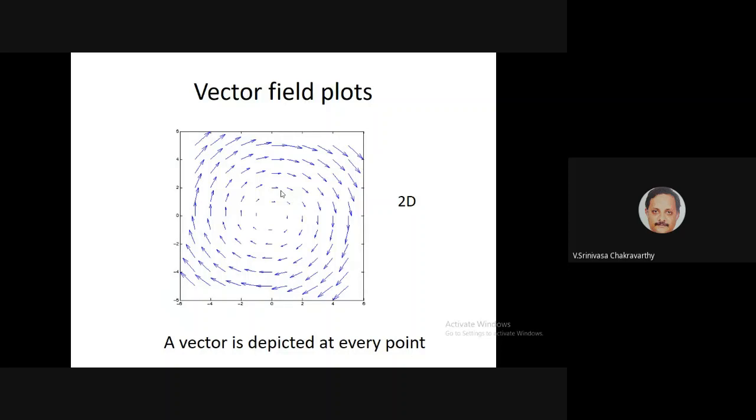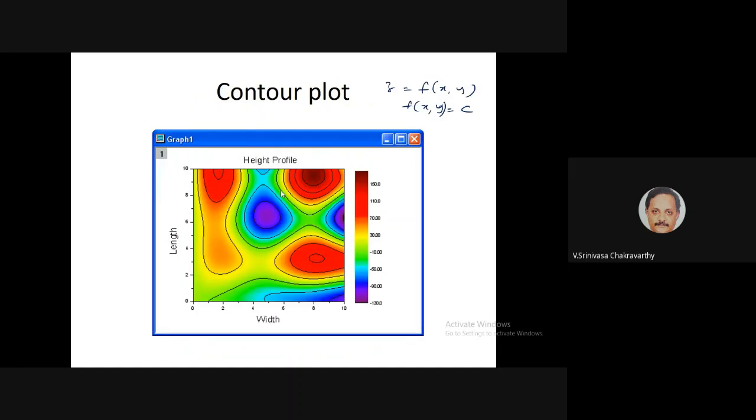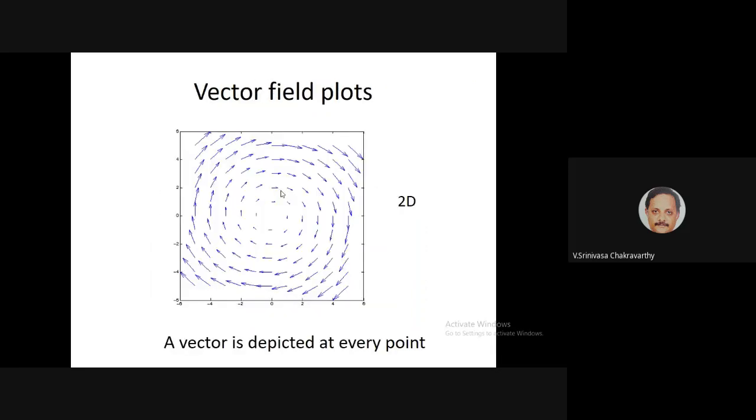The two examples we have seen before are scalar plots. These are scalar fields, right? There's only one scalar value depicted as a function of some space x and y. But if you want to depict a vector field, you cannot do it like that. So this is an example of depicting a vector field. At every point you are depicting a vector.